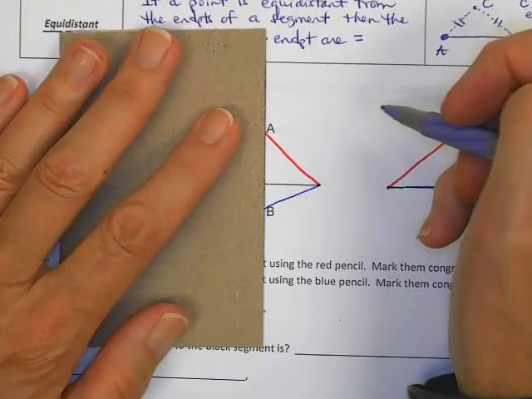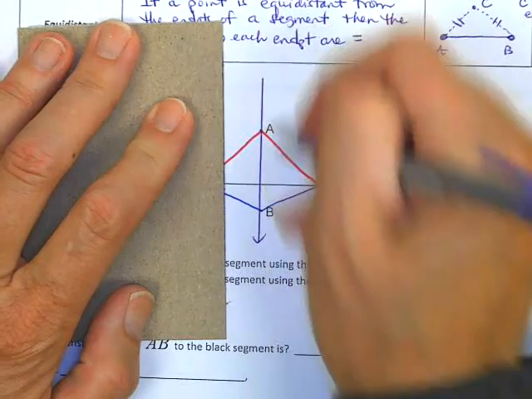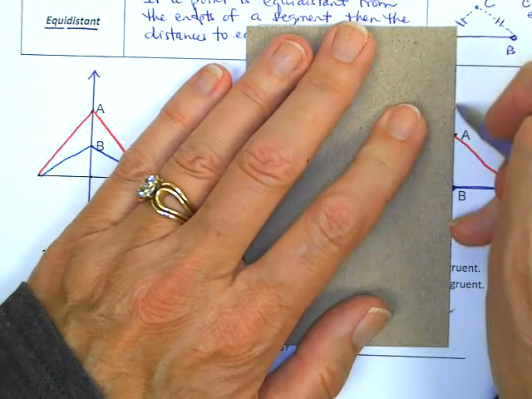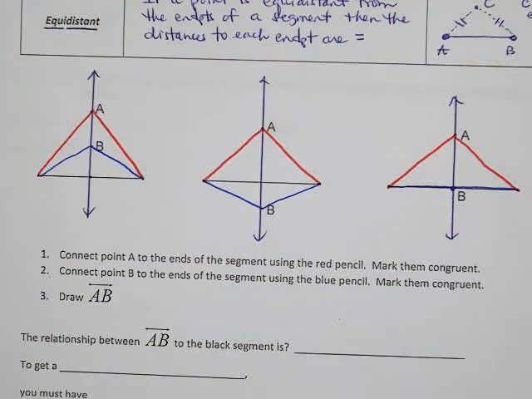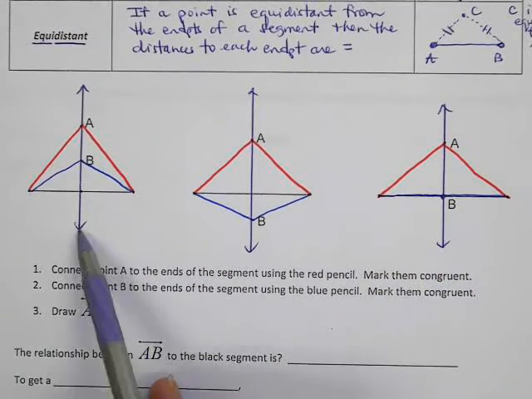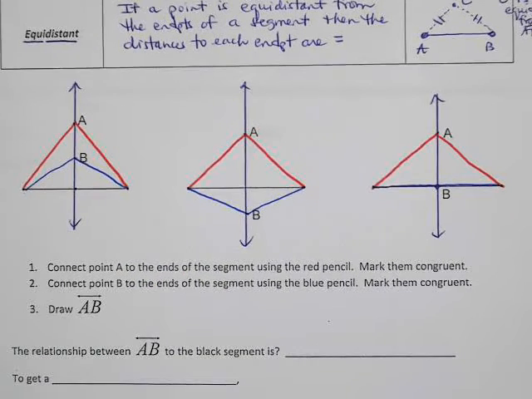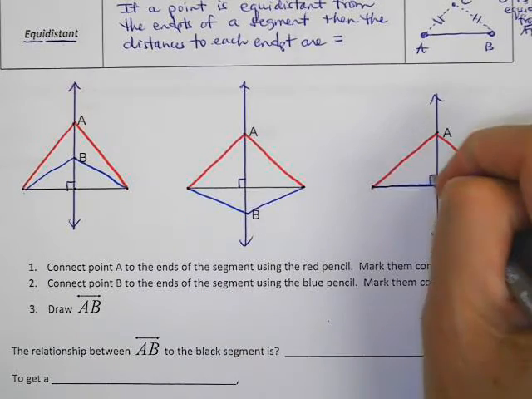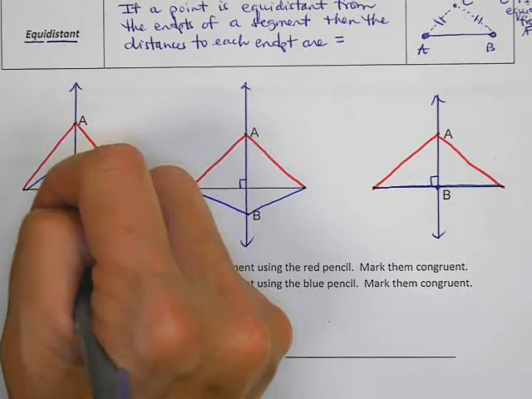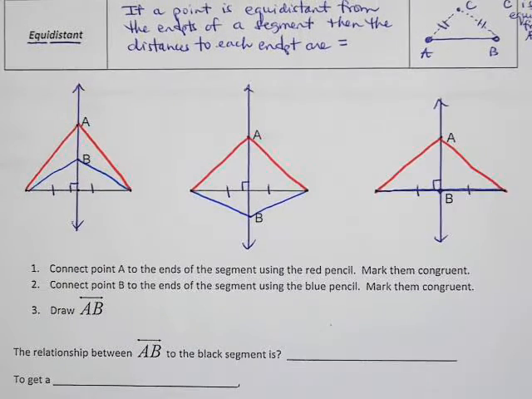And I want you to look at what kind of line that looks like in relationship to the segment. Hopefully, if you are looking at the purple lines I drew by connecting A and B, you can see visually that it looks to be, in all cases, perpendicular to the segment, and it should also appear that it bisects the segment. So what we've created is actually a perpendicular bisector.